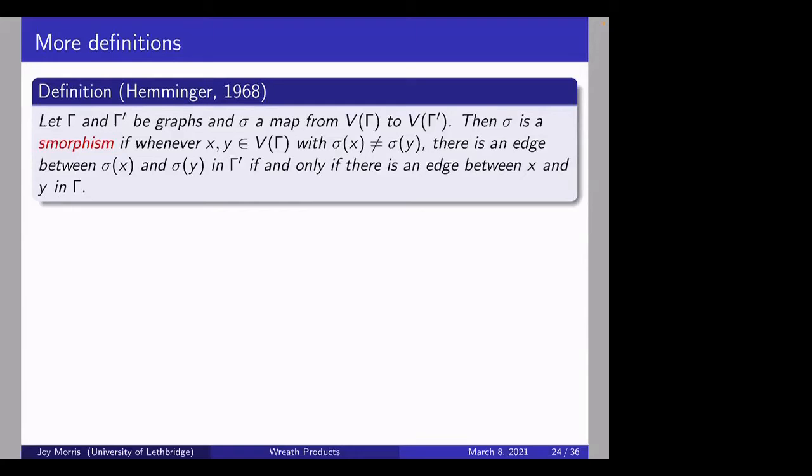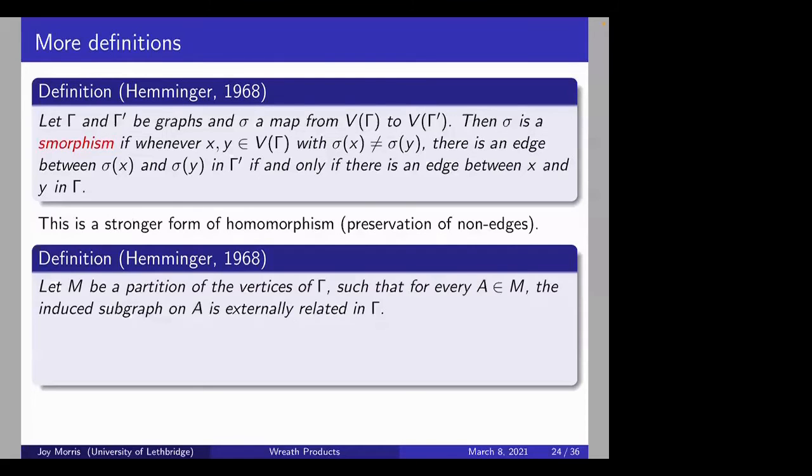So if we have 2 graphs and a map from one to the other, then Hemminger called it a smorphism, which was short for strong homomorphism, if it preserves not only edges, but non-edges as well. So homomorphisms typically preserve edges. He wanted to define something that also preserved non-edges. And if you have one of these, then you can create a quotient.